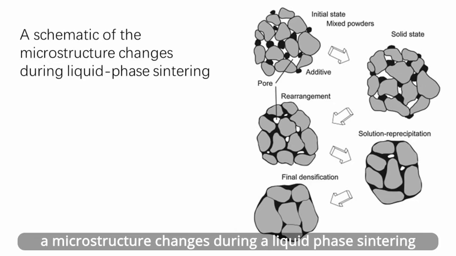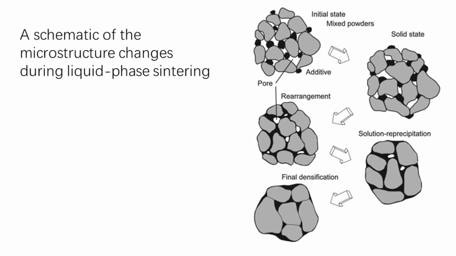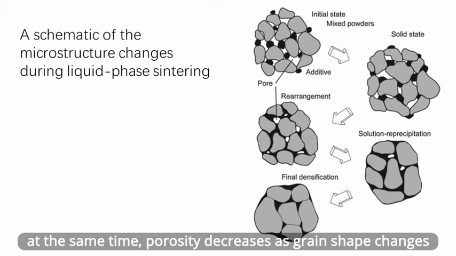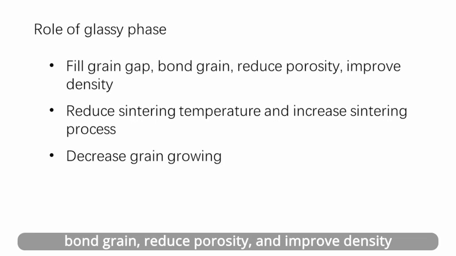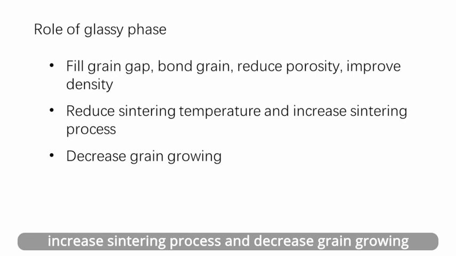A microstructure change during liquid phase sintering can be explained by this diagram. During heating, the solid grains form a liquid, which causes the solid grains to rearrange. With solution and reprecipitation of the glassy phase, the densification occurs. At the same time, porosity decreases as grain shape changes. The glassy phase can fill grain gaps, bond the grains, reduce porosity, and improve density. It can also reduce sintering temperature, increase sintering speed, and decrease grain growth.